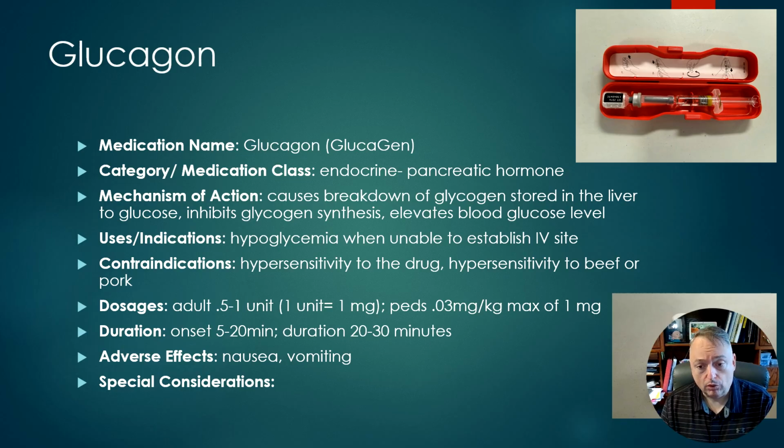So remember that when someone is given glucagon, we need to take them to the hospital because they just might not wake up because of it. 1 milligram equals 1 unit.